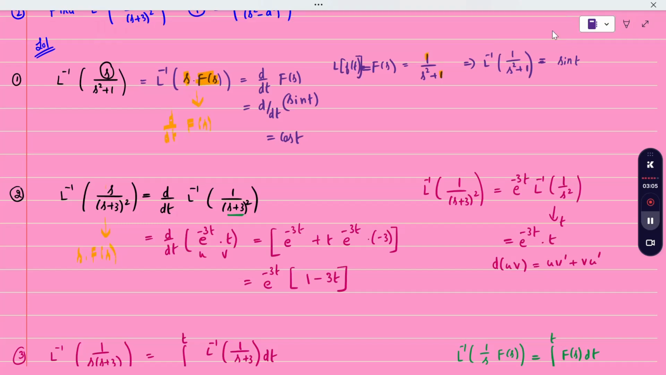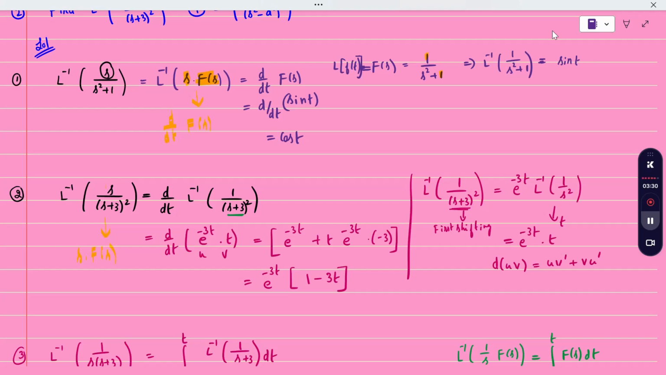So L inverse of 1 divided by s plus 3 the whole square. When I have s plus something itself, it is a shifting property. This is called the first shifting property. So the first shifting property is nothing but e to the power minus 3t. Plus means minus, minus means plus. E to the power minus 3t, remaining variable keep it as it is.